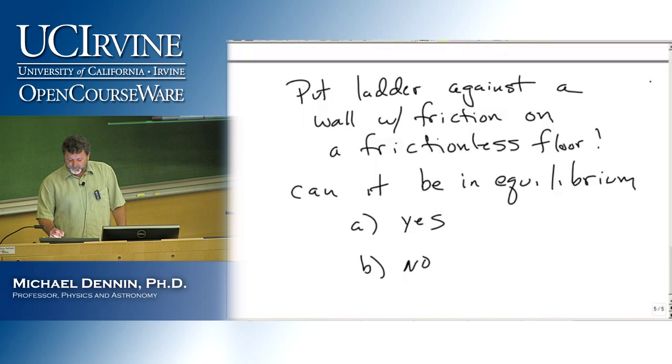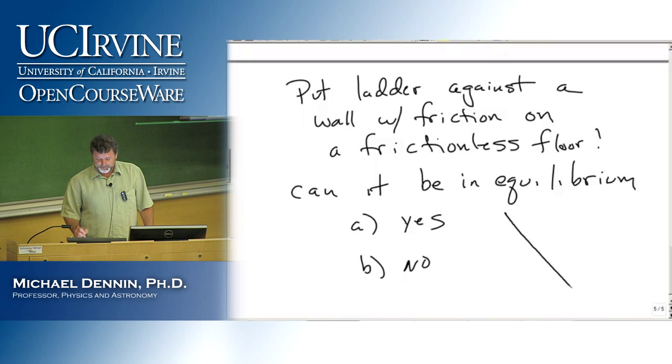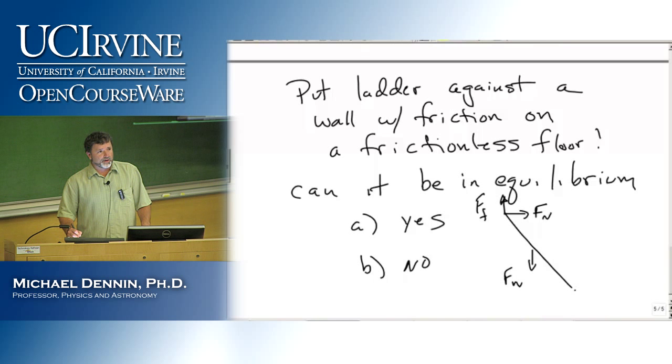But let's look. What's the free body diagram? Give me the 4 forces. Come on. We have friction up against the wall. Normal force coming out this way. Weight down. And what do we have here at the floor? Normal force up.